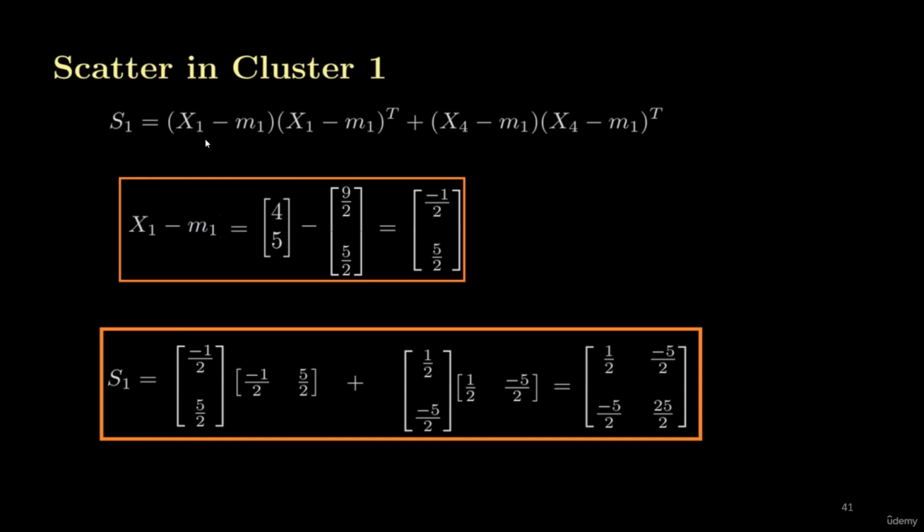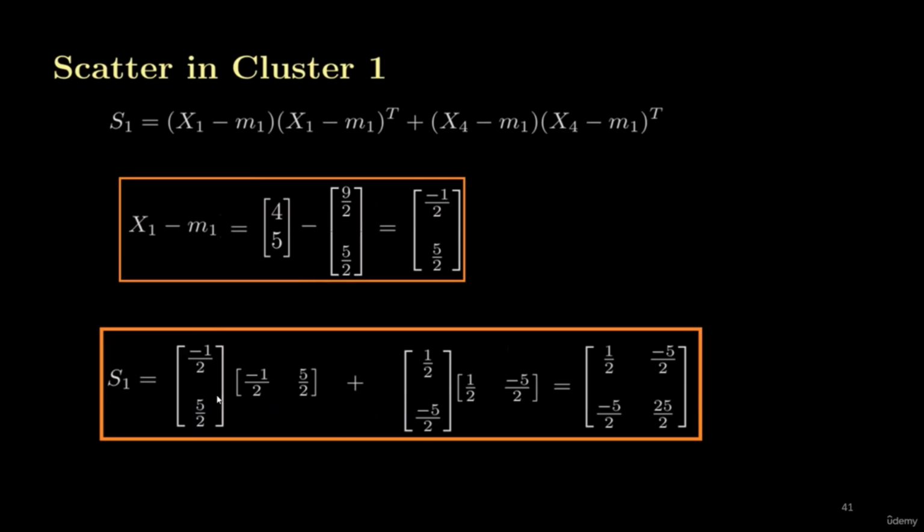Now the important thing is how to calculate the term X1 minus M1. The calculation is very simple. This is X1, subtract the mean of the first cluster. If you subtract 9 by 2 from the 4, 4 minus 9 by 2, it will be minus half. Similarly, if you subtract 5 by 2 from the 5, you will get 5 by 2. So X1 minus M1 is minus half and 5 by 2. You put this value here, that is minus half and 5 by 2. Then you take the transpose of this value. This is the transpose. Similarly, you can calculate X4 minus M1 and X4 minus M1 transpose.